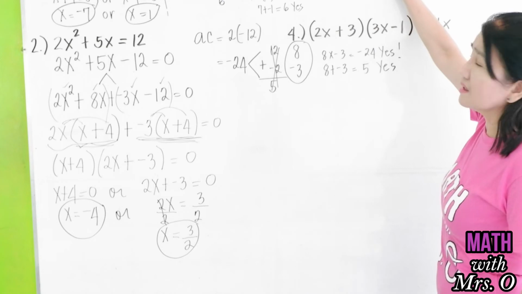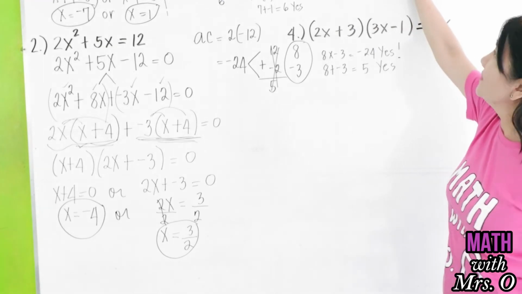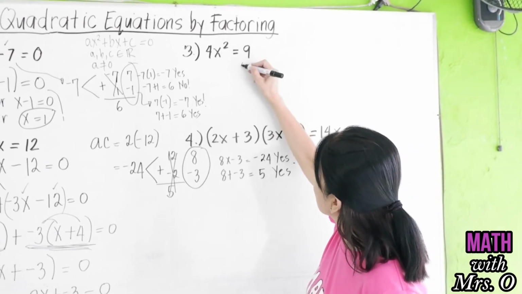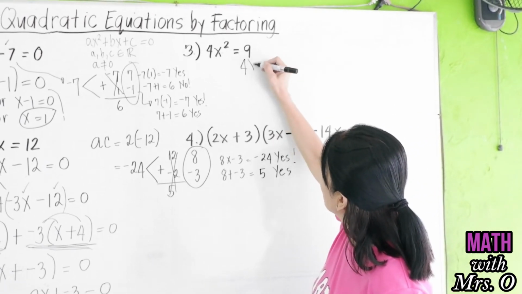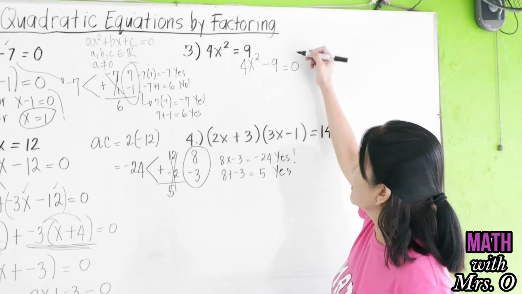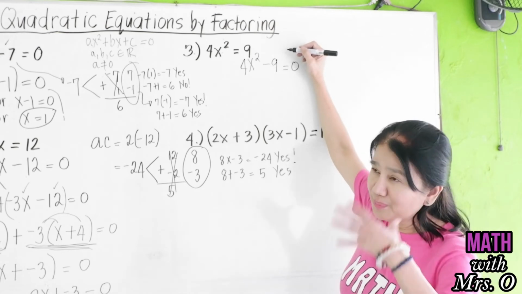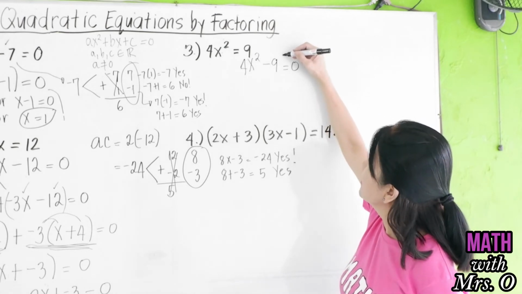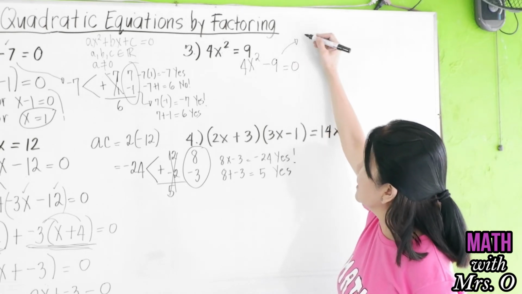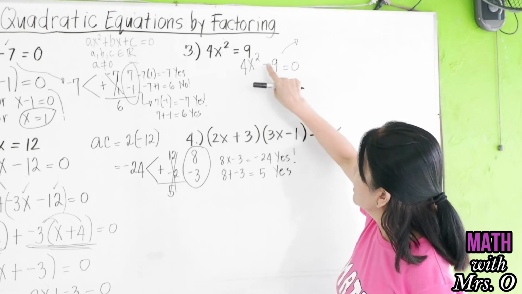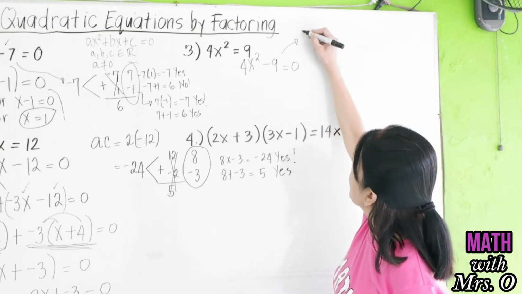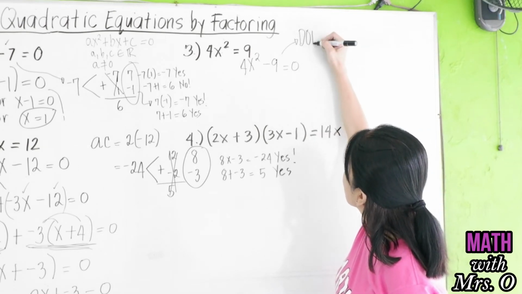Now, let's take a look at problem number 3. There are only two terms here. If we transpose 9 to the other side, we will be getting 4x squared minus 9 equals 0. And then, you learned in your previous lessons that when you have two terms only, and they are a square and a square, you have a difference of two squares.